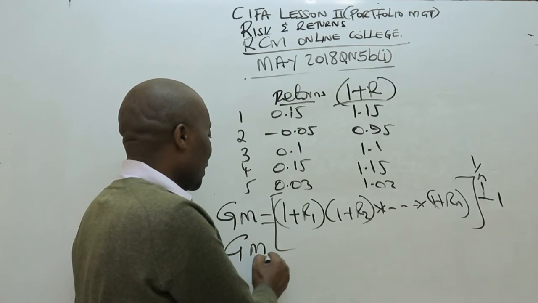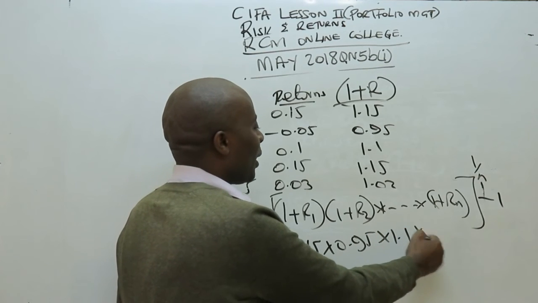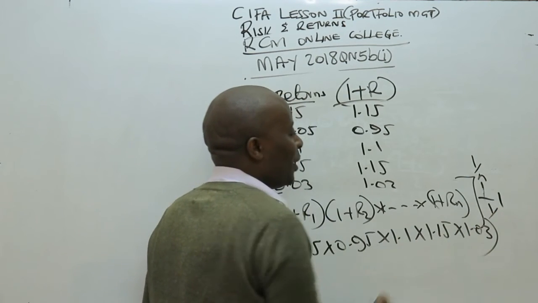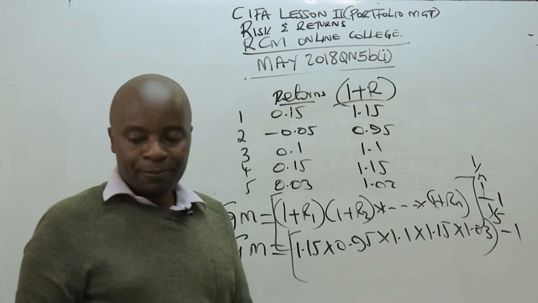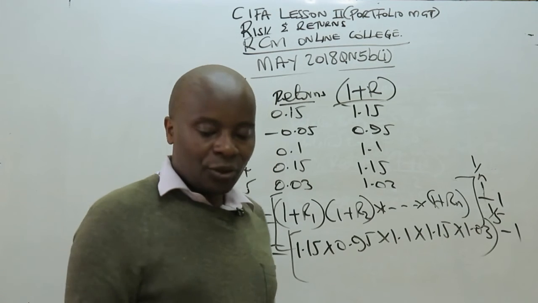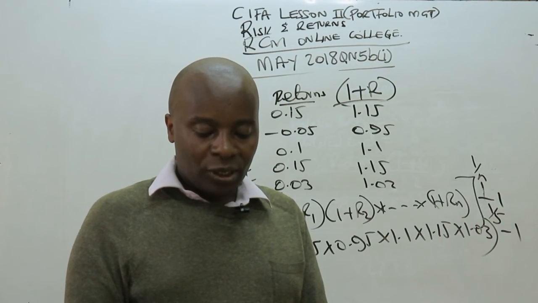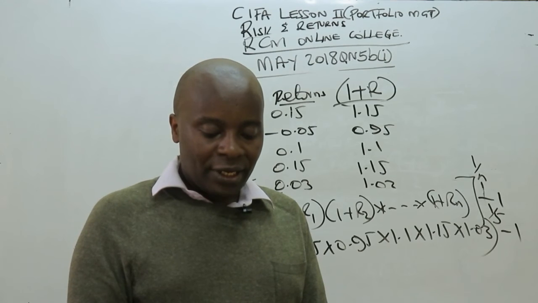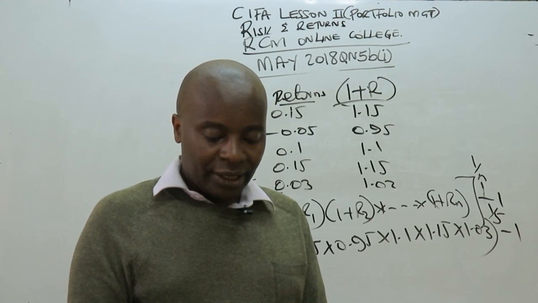So my geometric mean here will be 1.15 times 0.95 times 1.1 times 1.15 times 1.03, and then whatever I get, I'll raise to 1 over n, where n is 5, minus 1. So, ladies and gentlemen, you need to get out your calculator. What shall we be having at the end of the day? It will be an easy thing.